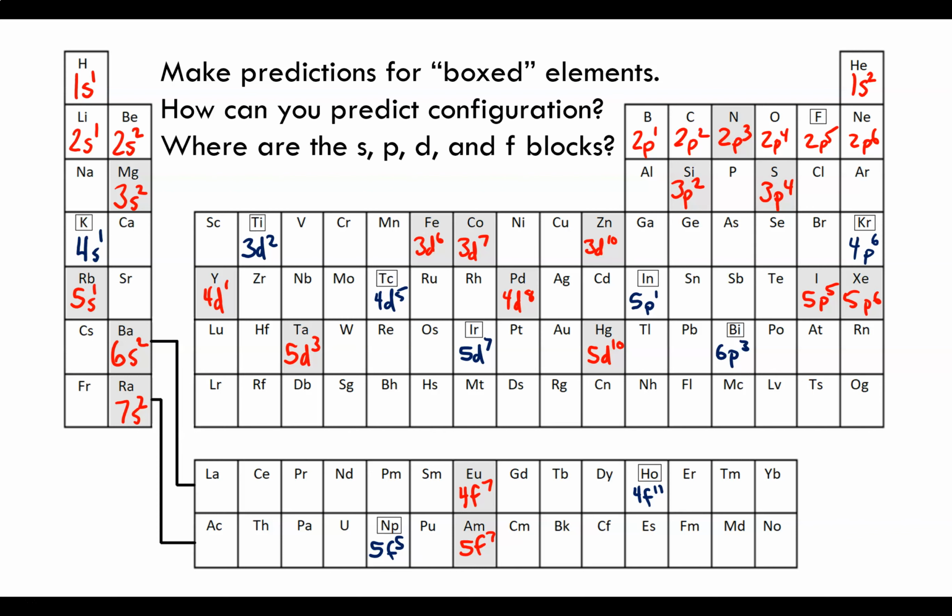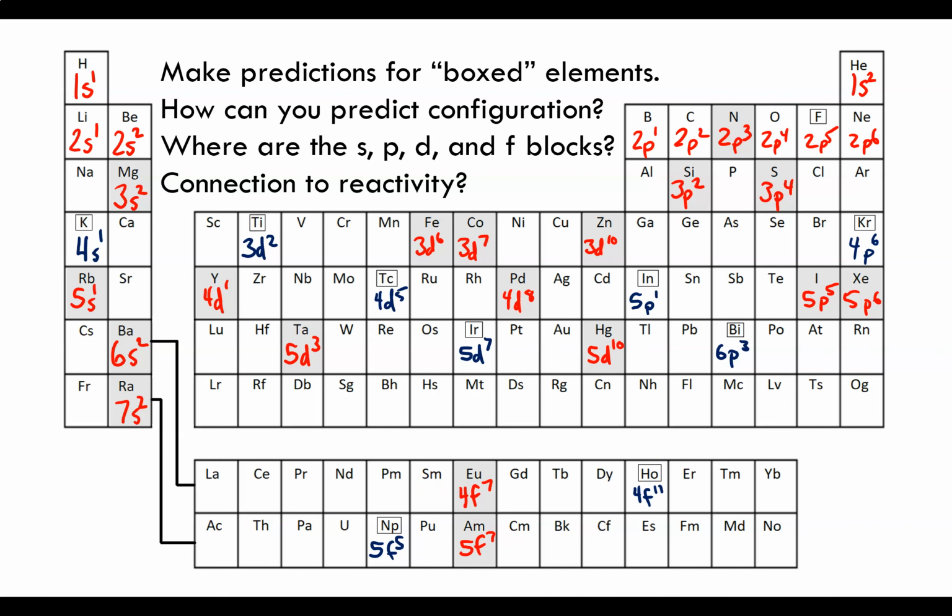We've kind of been talking about this. Our S block is the leftmost two columns. Our P, well, that's going to be groups 13 through 18, everything over here. Our D, this chunk in the middle, the transition metals. And our Fs are the ones that are offset from the table at the bottom.